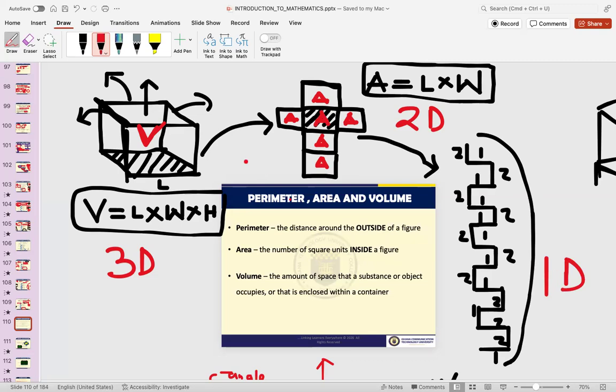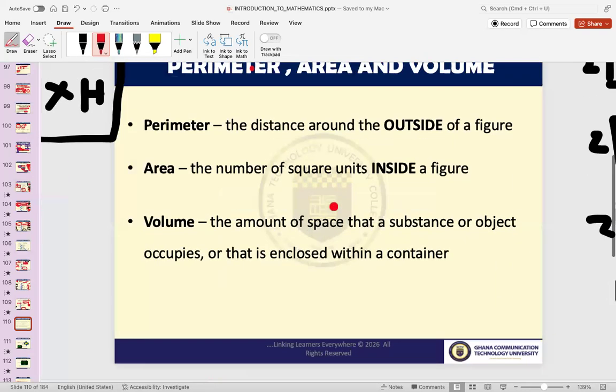Now, all that I'm trying to push across is that there's a way you can change volume to become area. And there's a way you can also change area to become a perimeter. In the same way, there's a way you can change perimeter to become an area. And there's a way you can change an area also to become a volume. What are the ways? These are the ways we have outlined.